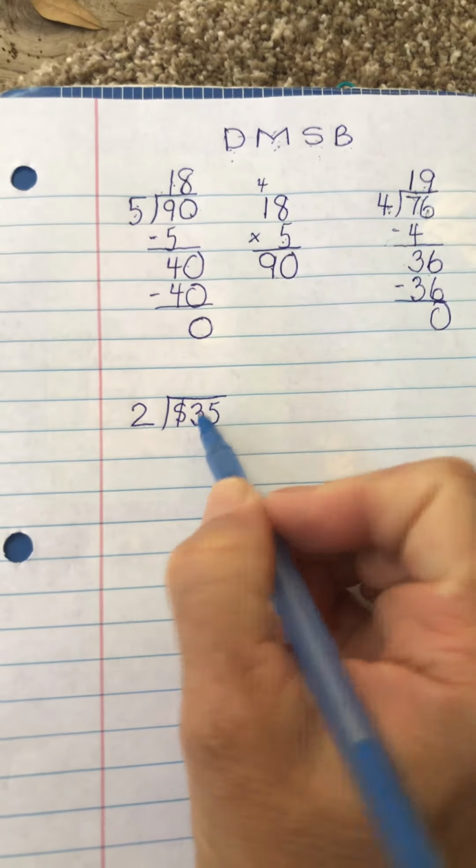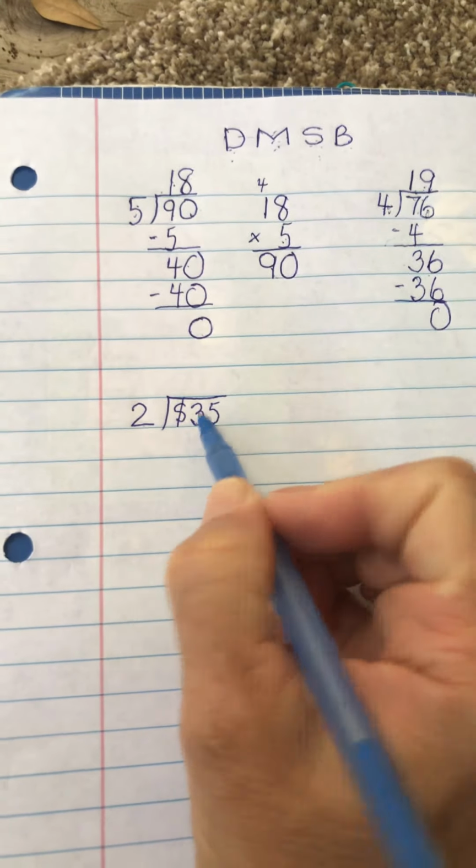And how many times will 2 go into 15? Say your 2s. 2 times 1 is 2, 2 times 2 is 4, 2 times 3 is 6, 2 times 4 is 8, 2 times 5 is 10, 2 times 6 is 12, 2 times 7 is 14, 2 times 8 is 16. 16's higher, so go back to 2 times 7. 2 times 7 is 14. That's as close as we're going to get, so we're going to put a 7 right there. 7 times 2 is 14. Then we're going to subtract.